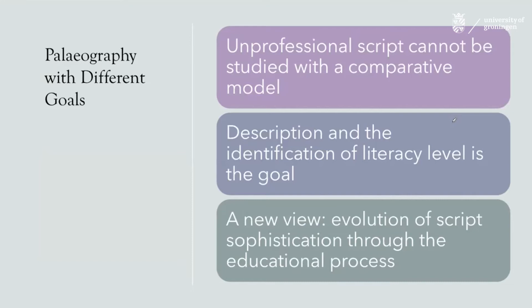My goal is to describe and to identify the level of literacy of the writer. It's not to find a provenance or a date, because that can't really be done since they're not inheriting yet a datable script style. And I'm taking a new, evolutionary view. So not "this is this script style, this is that script style," but where is this along a continuum from completely uneducated to scribal? So these are my new goals.